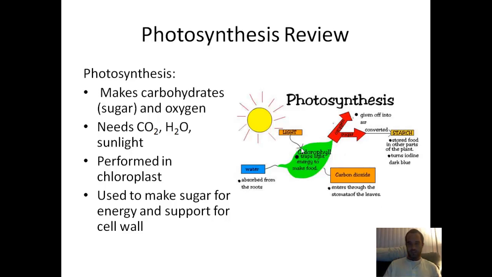And right now, Dennis might be thinking, how does the carbon dioxide get into the leaf? How does that happen? It's going to enter through the stomata of the leaves. Stomata is the place on the underside of the leaf that allows CO2 to enter.